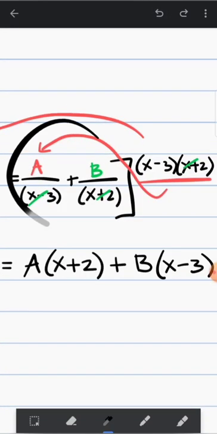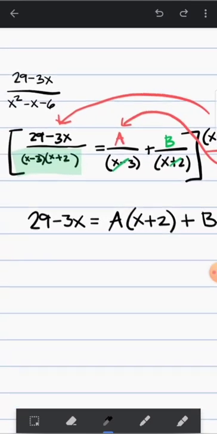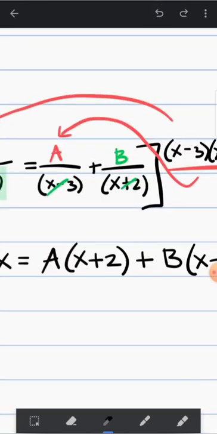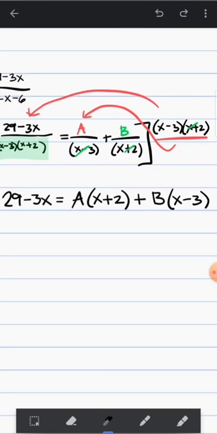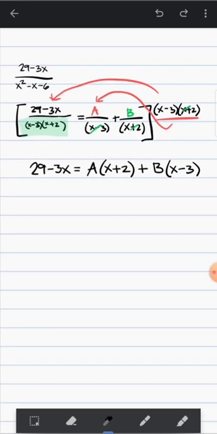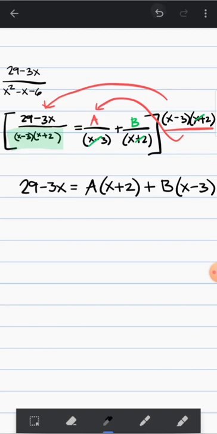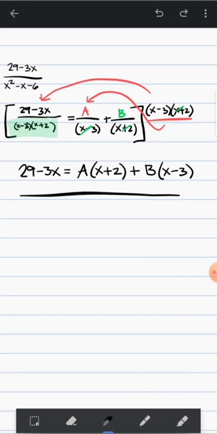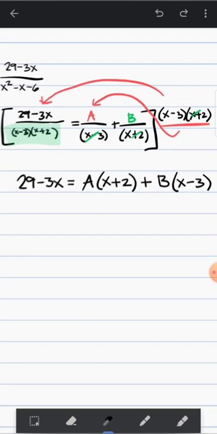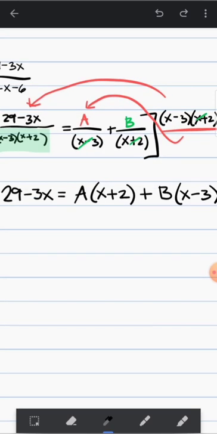And then set up the constants: a random constant over the first factor plus a random constant over the second factor. Then multiply both sides by the factors. And now we got this. So all we need is to solve for a and b.